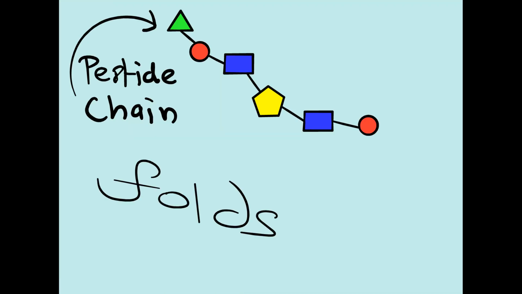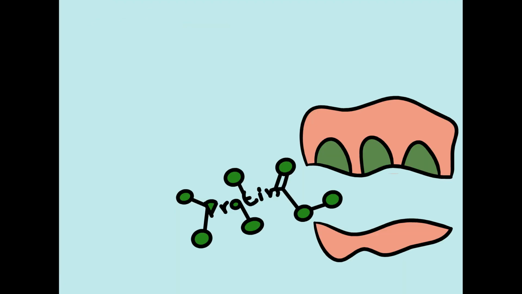The peptide chain then folds to become a protein, which is then let out into the cytoplasm.